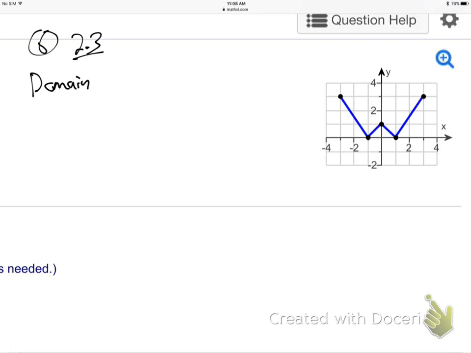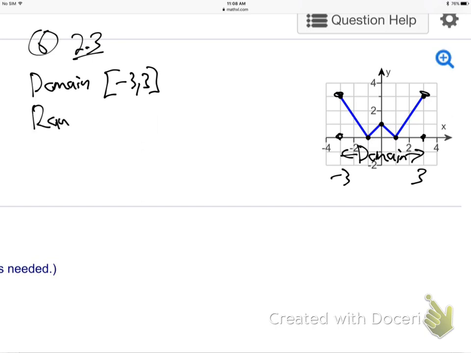Okay, so they're going to ask for the domain first off. What's the domain? Domain of a graph is left edge, right edge. You know that. So what's the left edge? What's the right edge of this graph? -3 to +3. Brackets or parentheses? Brackets. Because it hits them straight on, right? These are solid dots. Straight on the -3, +3.